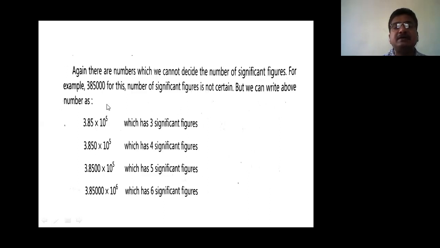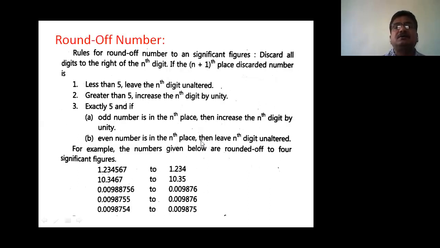If we can write this number in this form, 3.850 into 10 raised to 5, then significant count is what? 4. If we write this number in this form, then significant figures are 5, because we have 5 digits in this number. So if we can write this number in this form, then significant figures are 6. So we cannot decide significant figures in this number. So there are some numbers in which we cannot decide the number of significant figures.